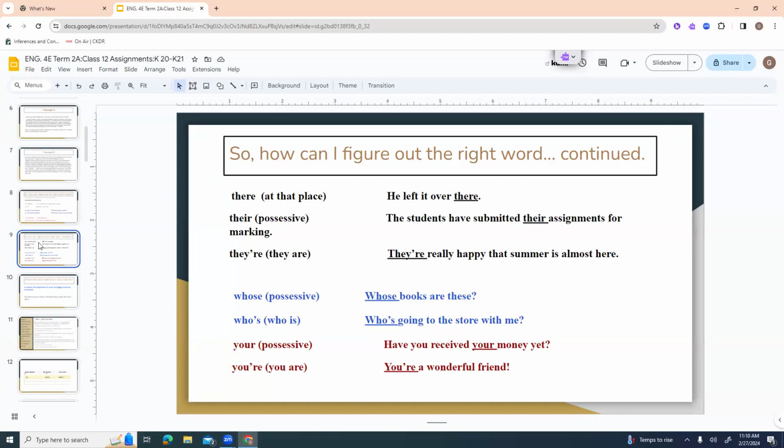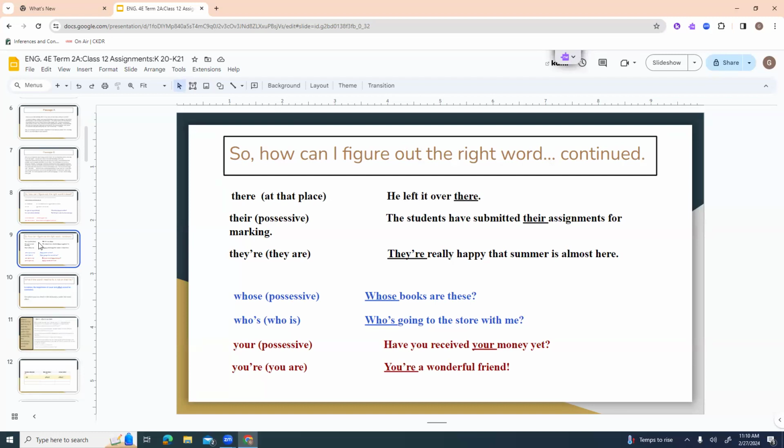These three, their, there, and they're, they all sound exactly the same, but they're spelled different and they have different meanings. This is probably one of the mistakes I see most commonly. And that's true regardless of first language. It's just because they do sound exactly the same, it's easy to mix up.